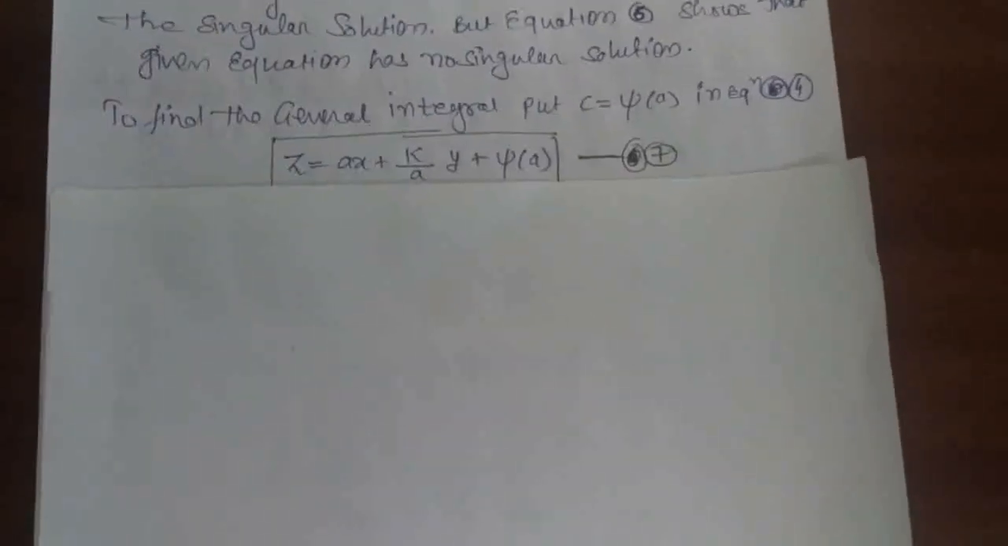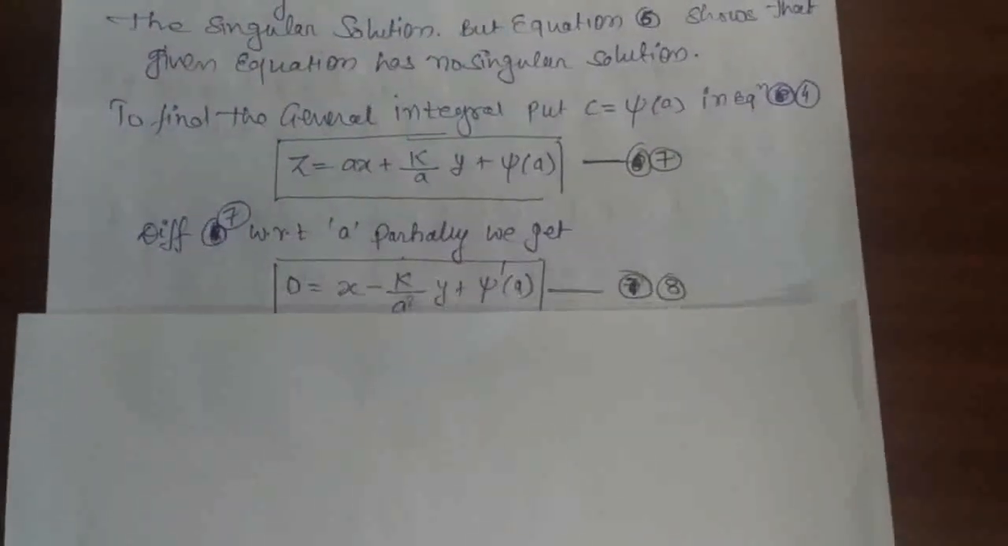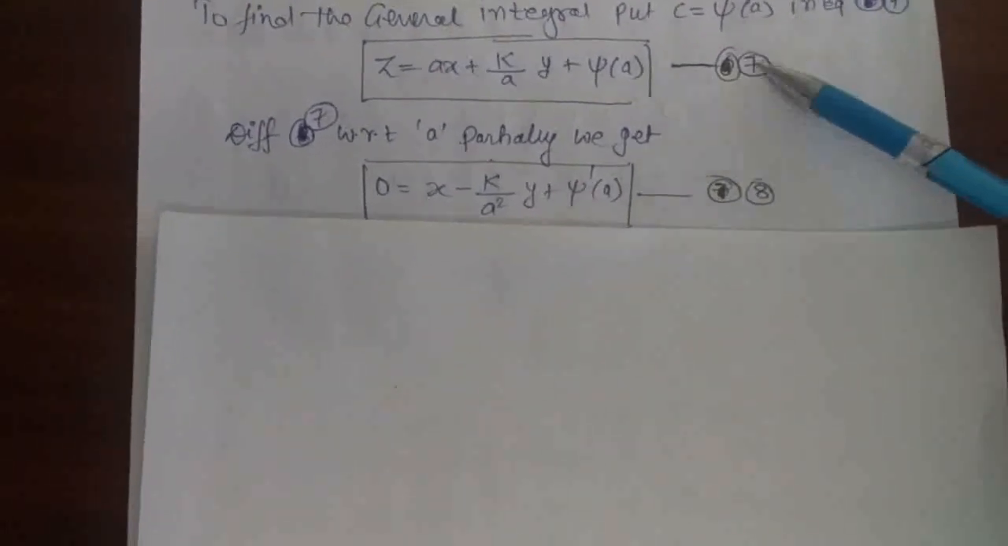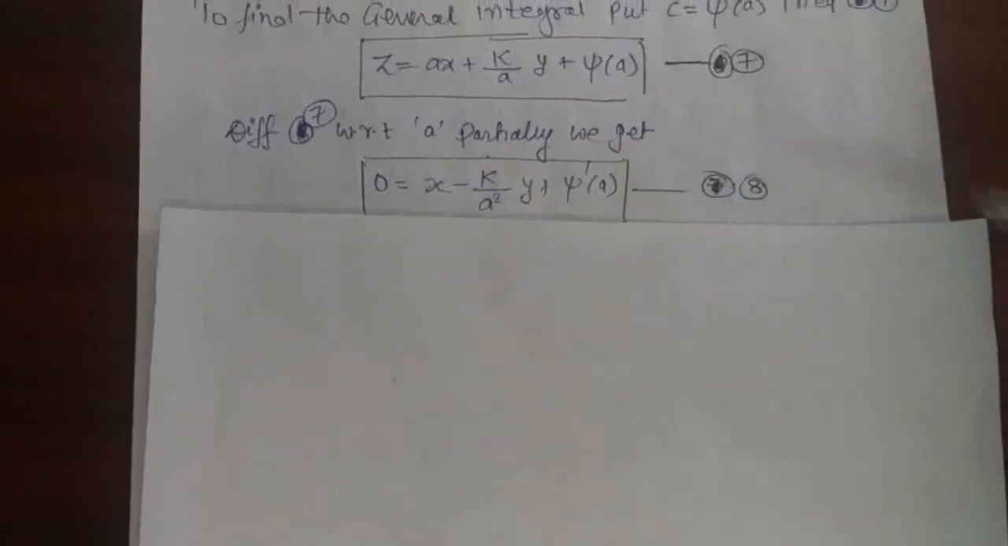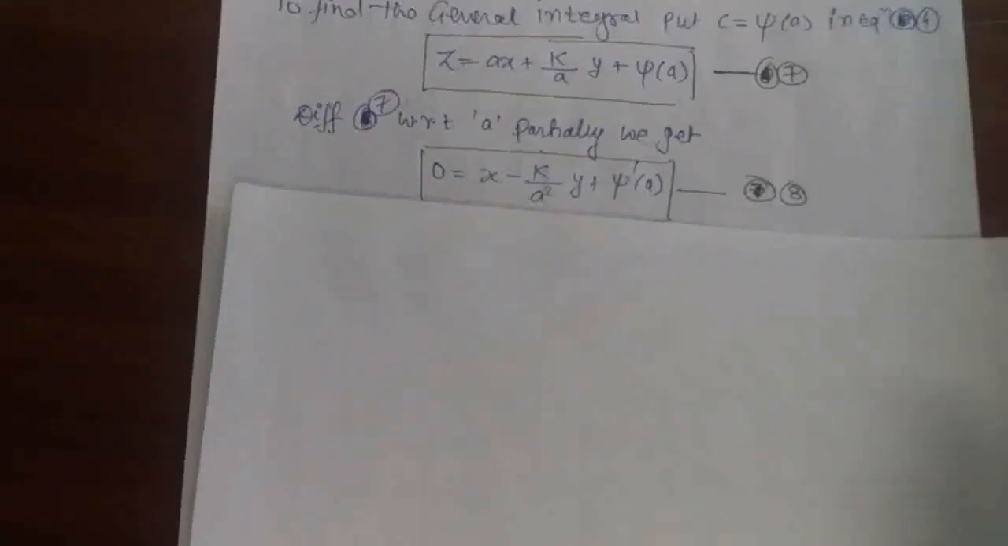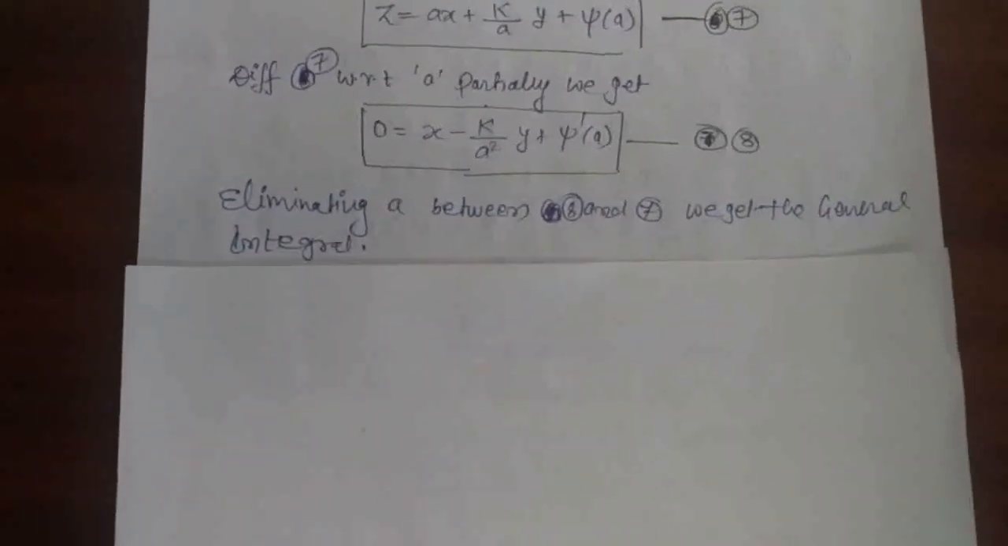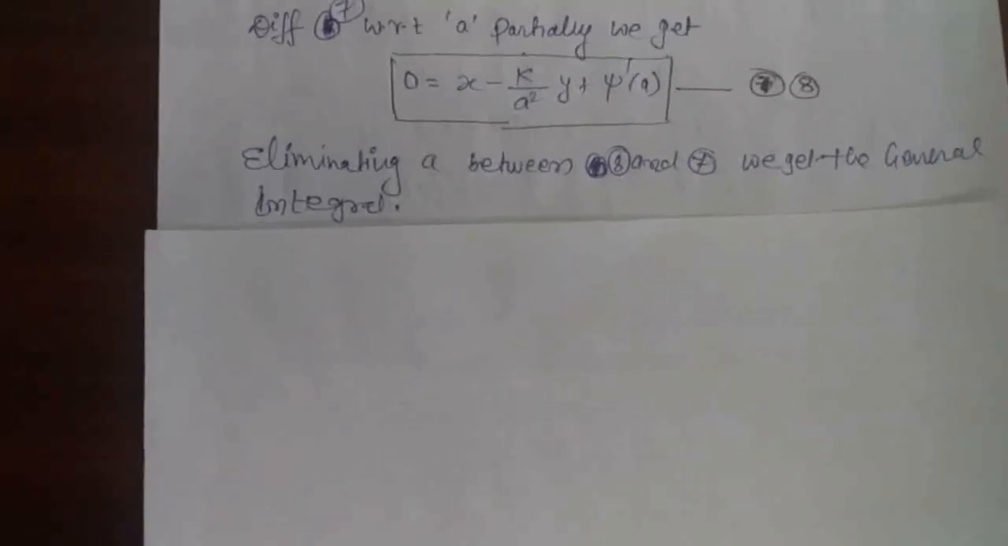Now differentiate equation 7 with respect to a partially, we get 0 equal to x minus k by a square y plus psi dash a. Eliminating a between 7 and 8, we get the general integral of the given equation. But here the function psi is arbitrary and therefore the elimination is not easy. So we just write eliminating a between 8 and 7, we get the general integral.